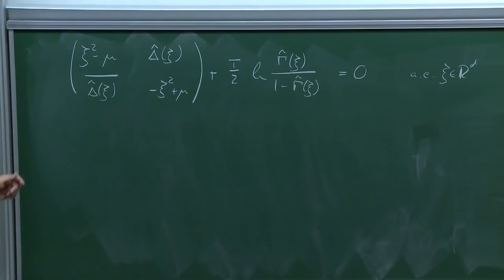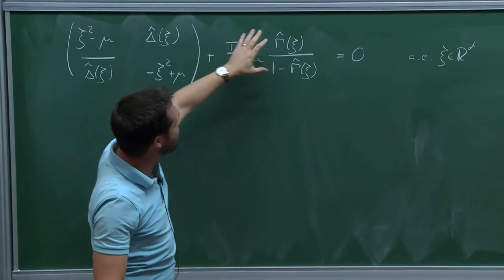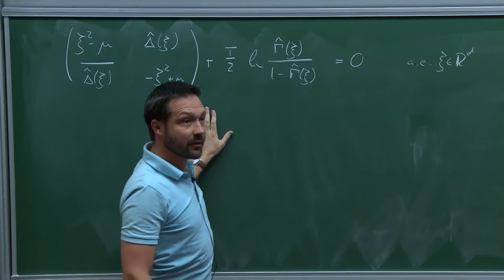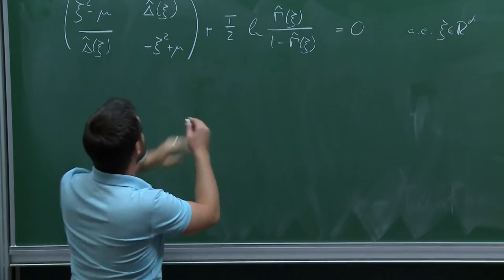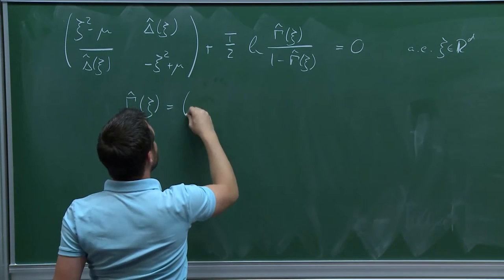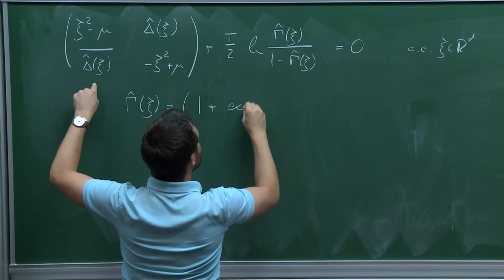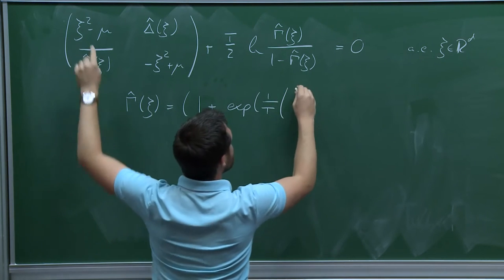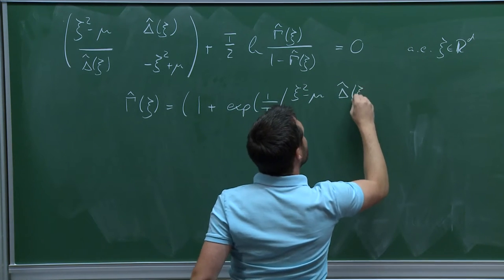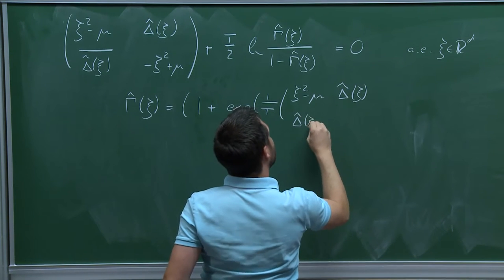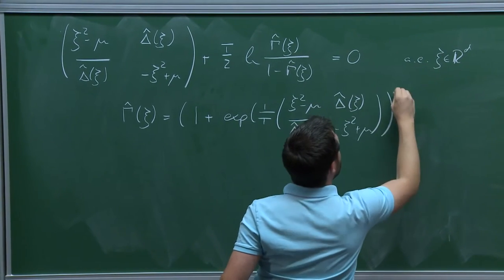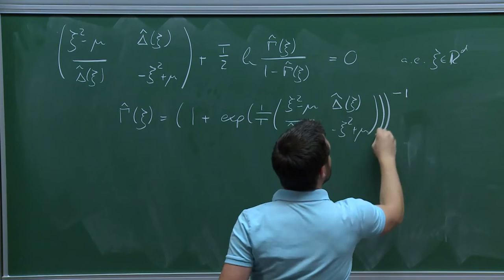Okay, and now I can solve this equation. This is a 2x2 matrix. We know these matrices commute, so it makes sense if I divide these matrices and take logarithms of those. So now I solve this equation for gamma hat. And what I find, after a little computation, is 1 plus e to the 1 over t times this matrix.